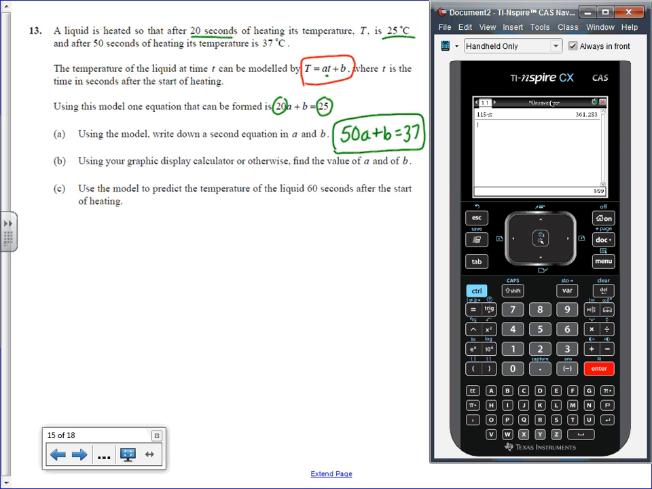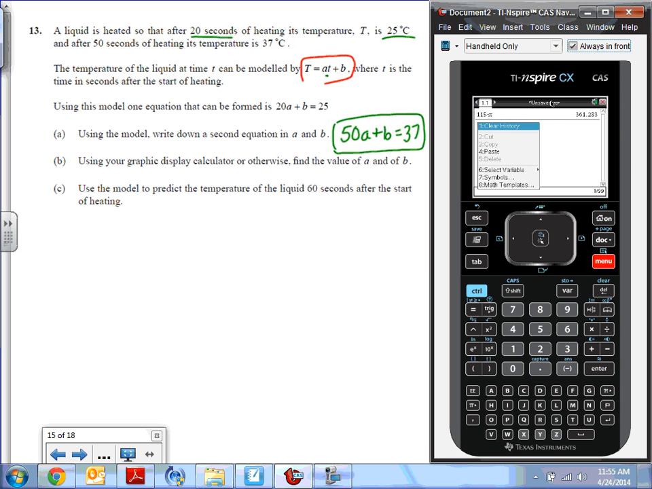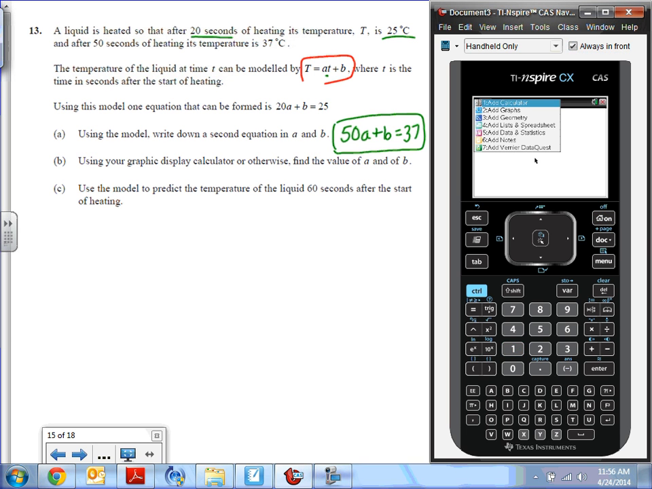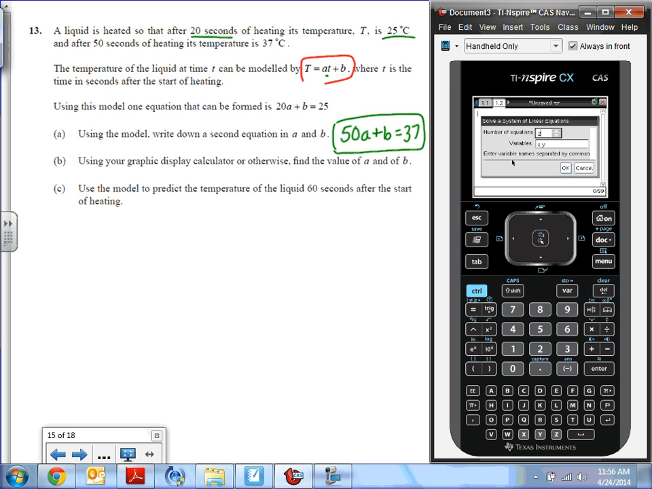Using your graphic display calculator or otherwise, find the value of a and b. Well, we're going to solve the system of equations. It says we can use our calculator, so I'll remind you. There's plenty of ways to do it on the calculator. Maybe we want to use a graph to do it. So I'm going to add a graph. Oh no, I don't want to use a graph to do it, because then I would have to get these in terms of y and x. I'll add a calculator page and do it via the algebra tools on here. So underneath my algebra tools, a lot of these are CAS tools, but solving systems of equations can be done on a non-CAS calculator. We're solving for 2 equations. The variables we're solving for are a and b.